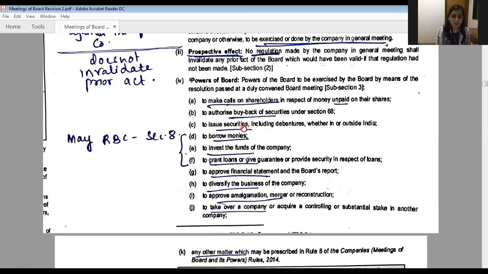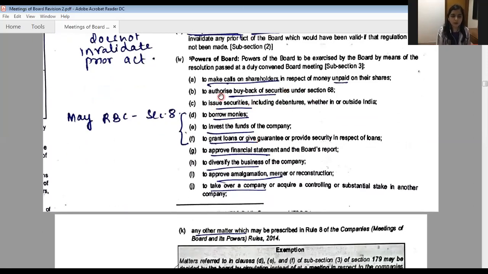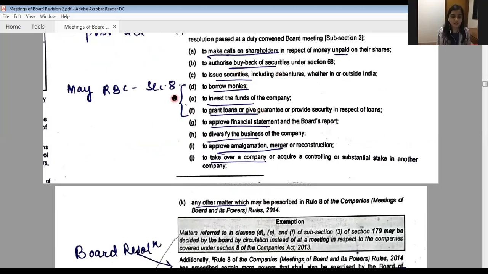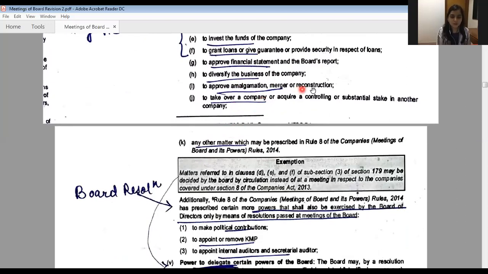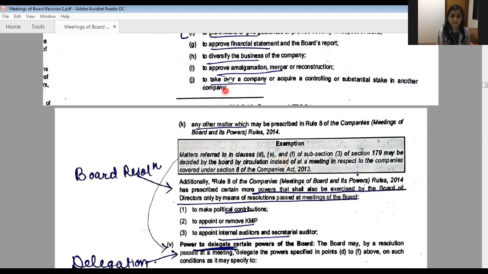Now, what are the powers of the board? The powers of the board are to make calls on shareholders in respect of unpaid shares. The next is to authorize buyback of securities. Next is to issue securities. Next, borrow monies. The next is to invest the funds. Then grant loans or give guarantees or provide securities. Next is to approve financial statements and board reports. Next, diversify the business. Next is to approve amalgamation, merger or reconstruction. And the next is takeover of a company or acquiring a controlling or substantial stake in another company.